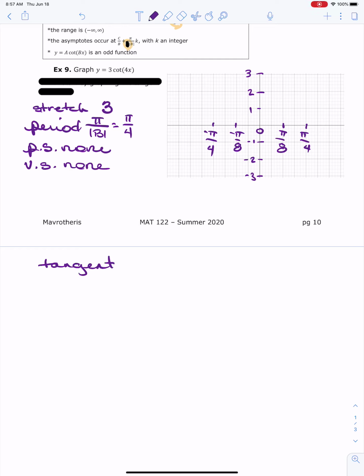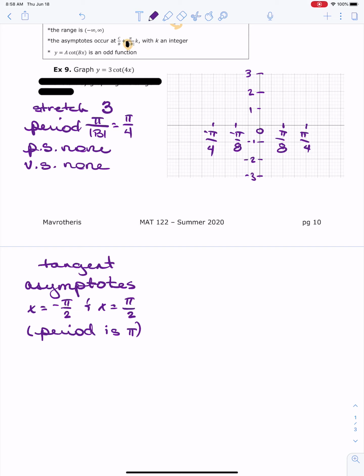Okay? So with tangent, we know how to find the asymptotes of that standard function. So our asymptotes are at x equals negative pi over 2 and x equals pi over 2. That's when the period is pi. No adjustments. Okay? And that happens when sine of x over cosine of x is undefined.